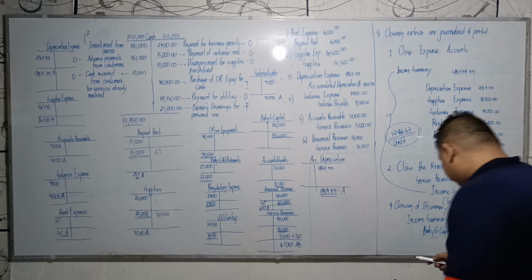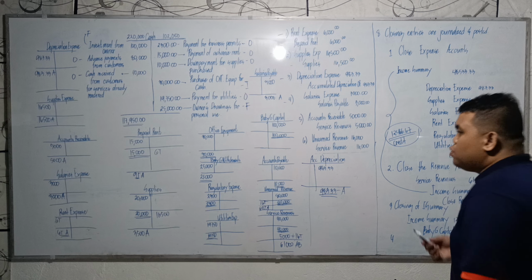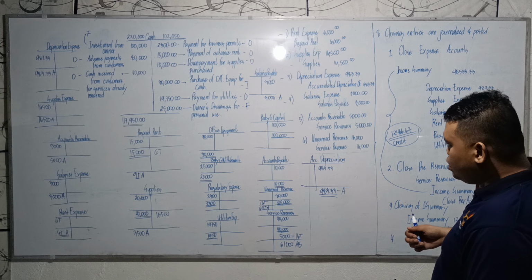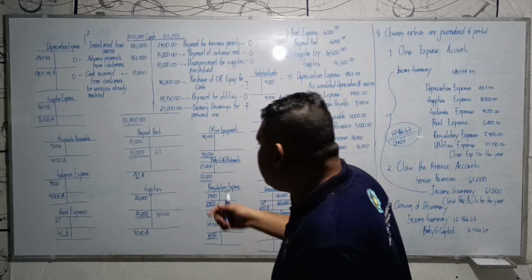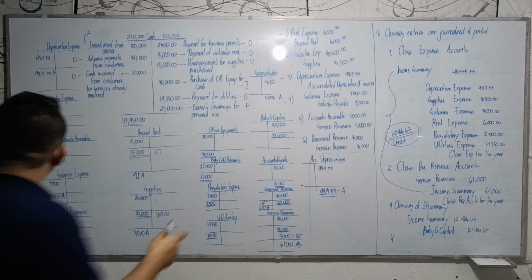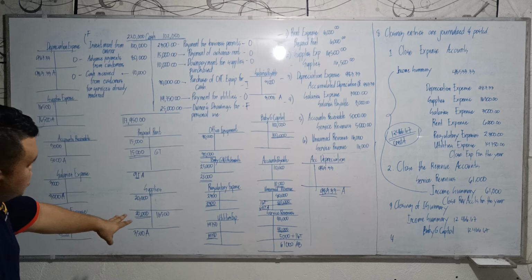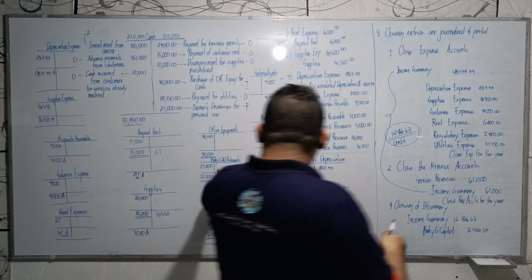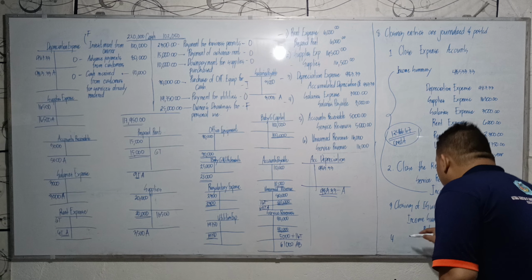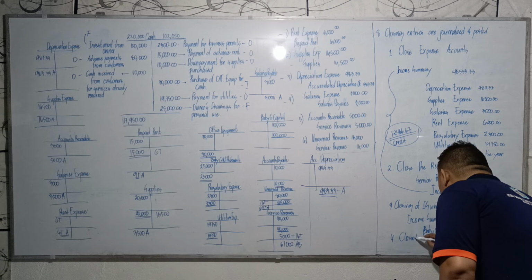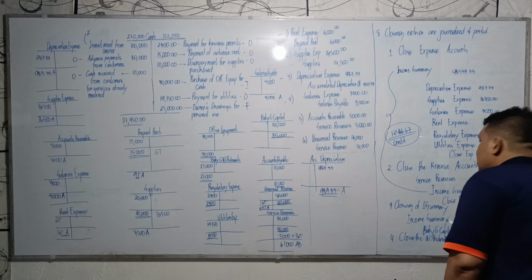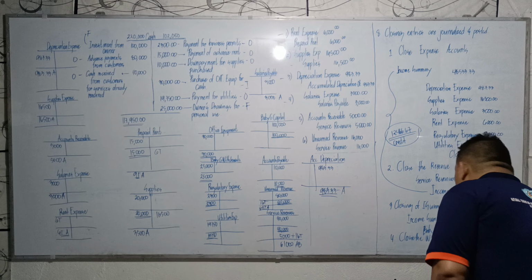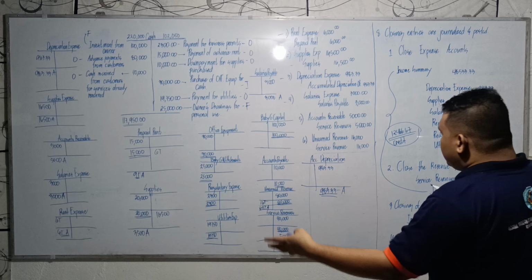Step 4 is actually the closing of the withdrawal. Do we have it here? Where is the withdrawal? Do you have any withdrawals here? Yeah, we have 25,000 BBG withdrawals. So let's close the withdrawals. We have BBG withdrawals, debit balance 25,000.